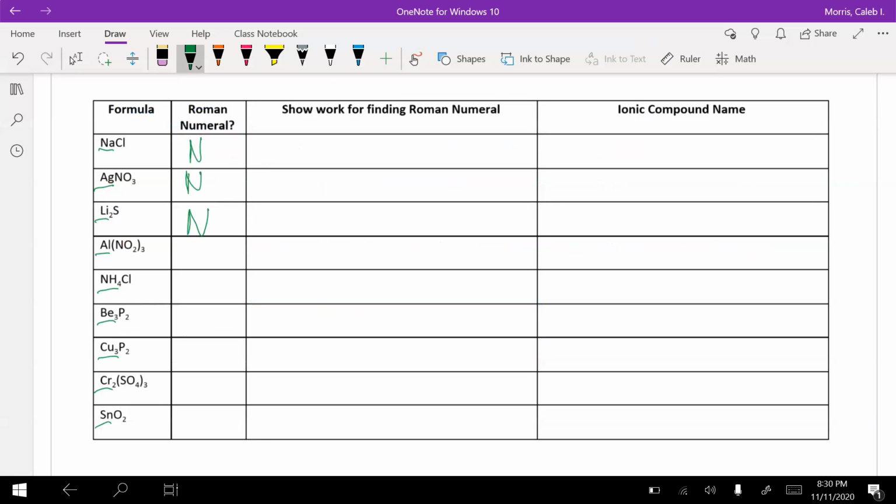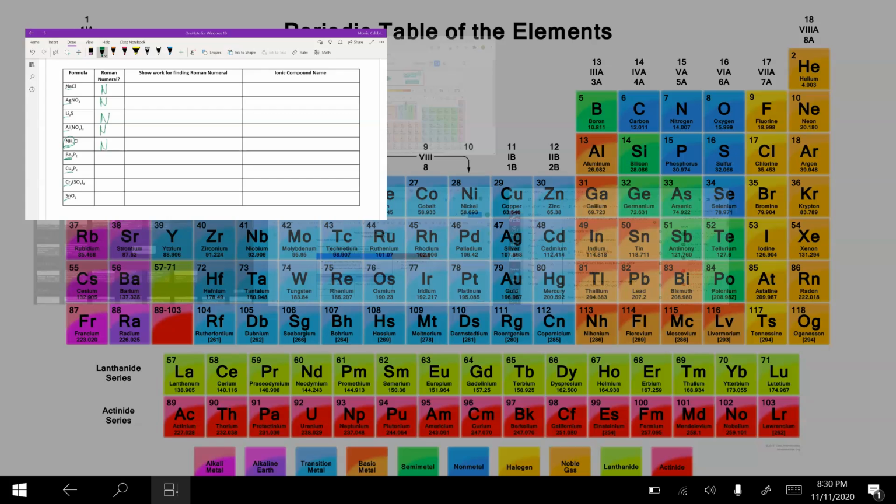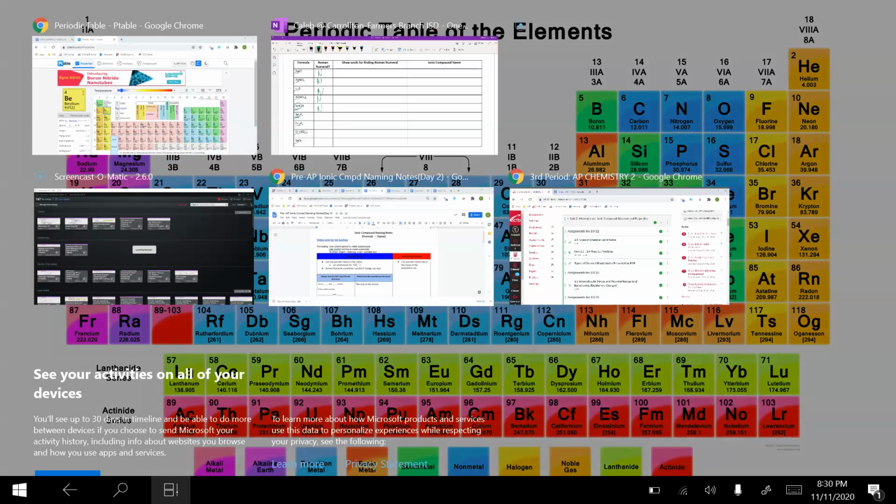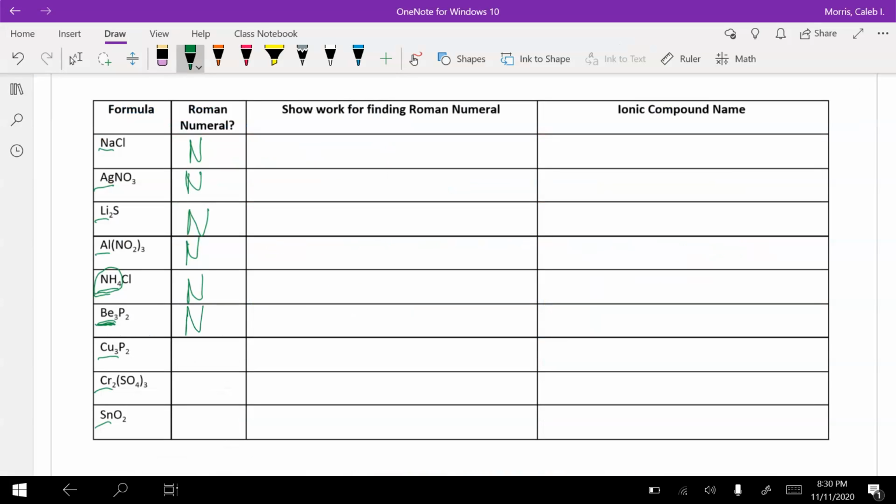And then we have Al. That's one of those 3 that we memorize. We don't need a Roman numeral for that. NH4 is not even a metal, it's a polyatomic ion, so no, I don't need a Roman numeral for that. Be, beryllium, let's find that. Right there. Group 2. Group 1 and 2 I don't need Roman numerals for. So no need for a Roman numeral.